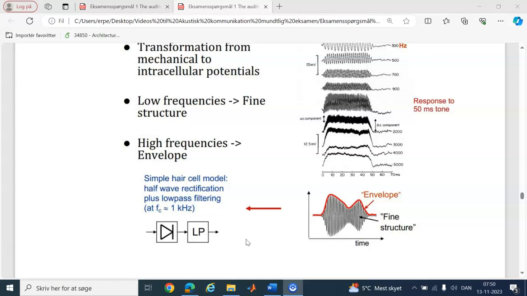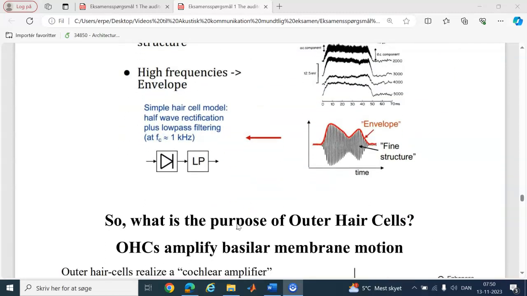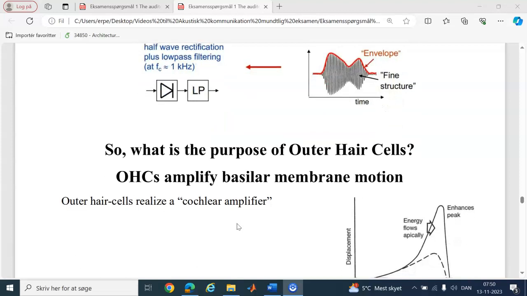High frequencies mean envelope structure. You can say envelope oscillations instead of fine structure modulations. Low frequency, fine structure; high frequency, envelope. Okay, a way to remember and to speak about it.